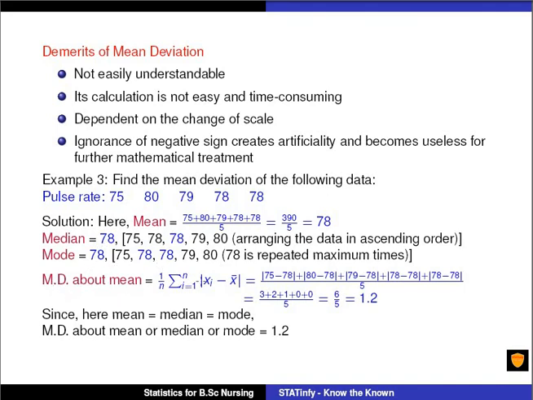Okay, now we calculate mean deviation about mean. And what is the formula? This is 1 by n summation of the absolute value of xi minus x bar. So the absolute value of the first observation, which is 75 minus 78, 78 is the mean. Plus 80 minus 78, plus 79 minus 78, then 78 minus 78, then 78 minus 78. That is the absolute differences. So we get 1.2. And since here the mean, median, and mode all are equal, that's why mean deviation about mean or median or mode will be equal to 1.2. Okay, so this is the way of calculating mean deviation when ungrouped data is given to you.